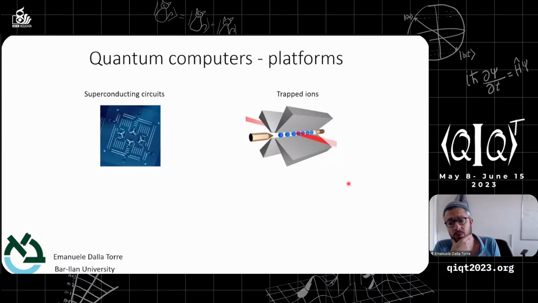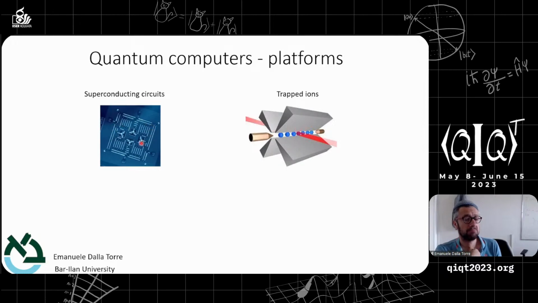So before going into the cloud part, let's focus on the quantum computers themselves. I'm sure quantum computers have been mentioned before in the conference. I just want to say here very quickly that there are many different platforms, and each platform has its own advantages and disadvantages. And I would say that right now, the two major platforms being used are either superconducting circuits or trapped ions.